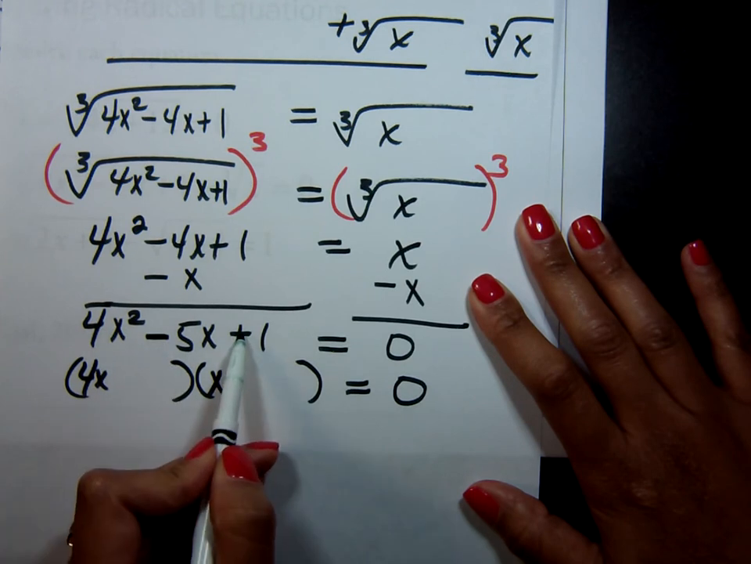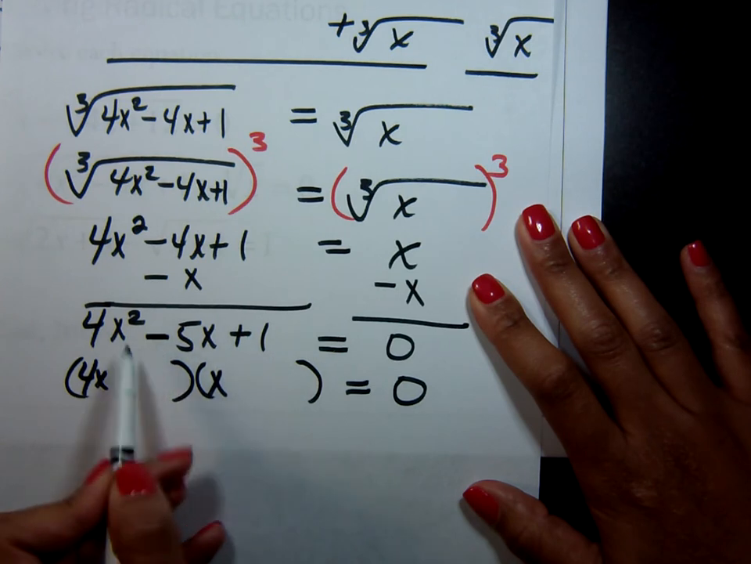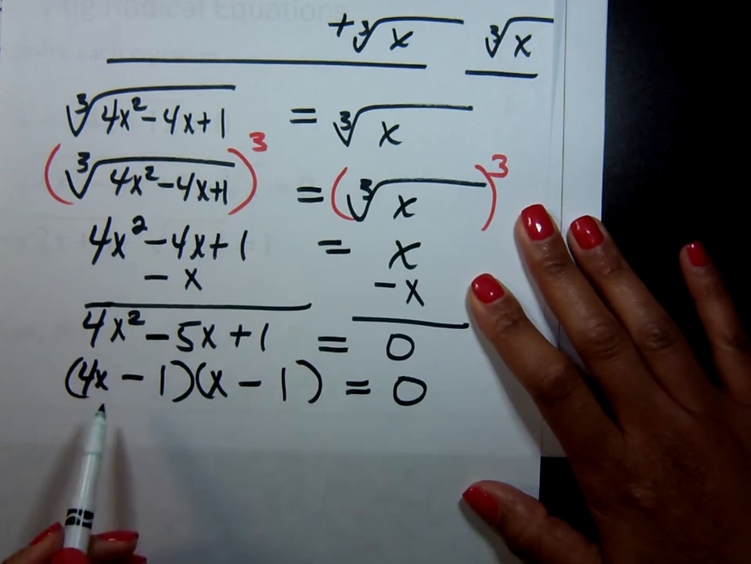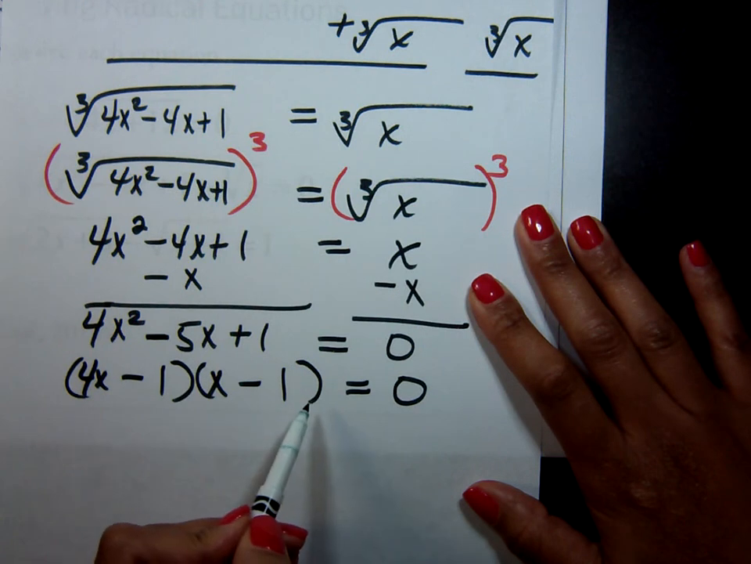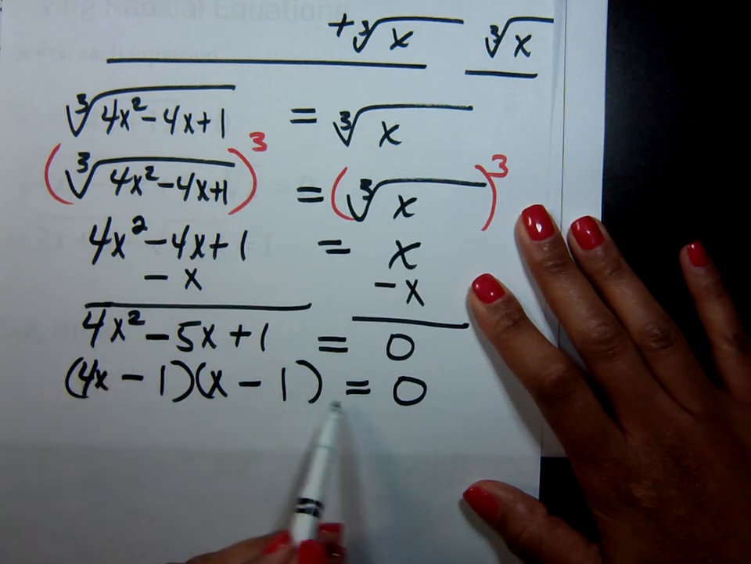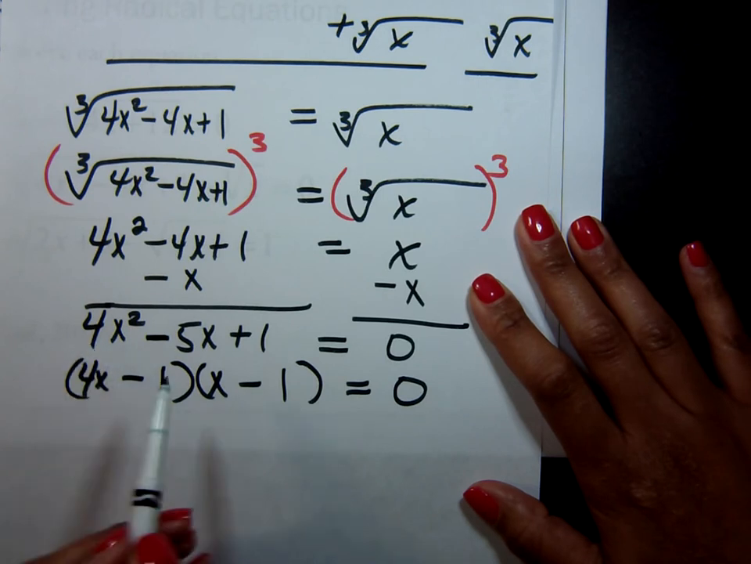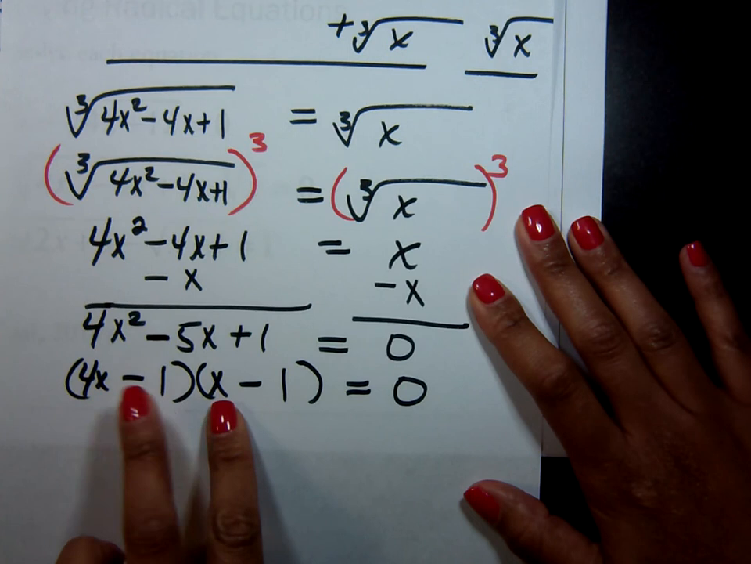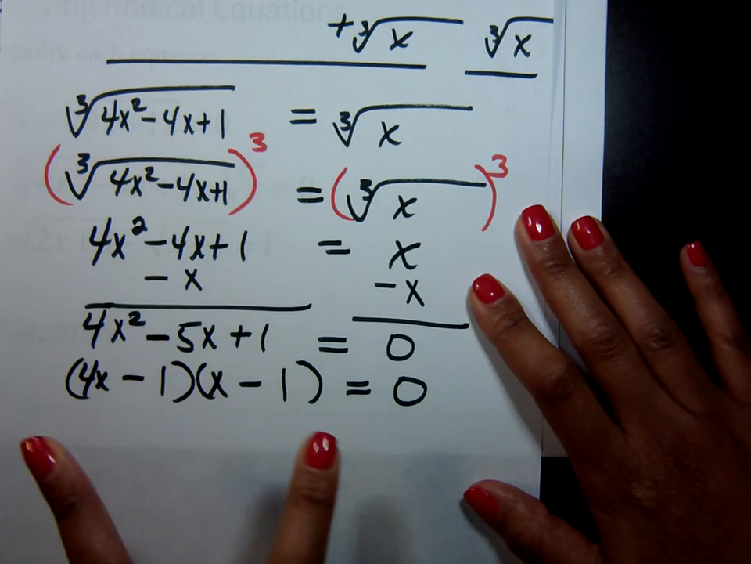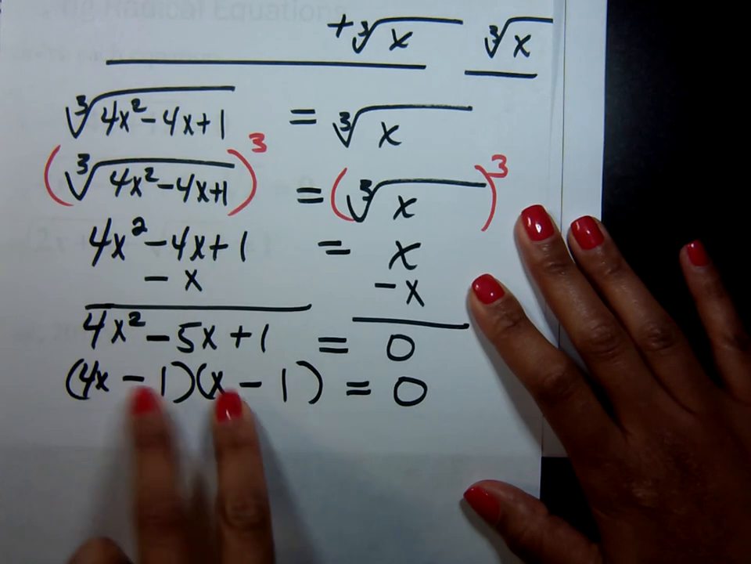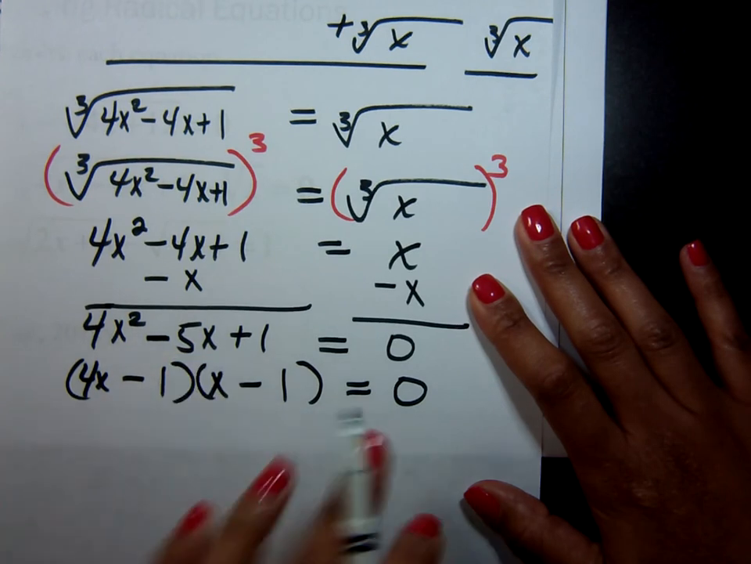And if I want to multiply two numbers and get a positive 1 and add eventually and get a negative 5, both signs need to be negative. So I'm going to use negative 1 and negative 1. So 4x minus 1 times x minus 1. If I use FOIL to multiply this out, I'll get 4x squared minus 5x plus 1. Or I can check my inner terms. Negative x times negative 1 is negative x. My outer terms product will be negative 4x. And negative 4x plus negative x is my middle, negative 5x. So my factors are correct.